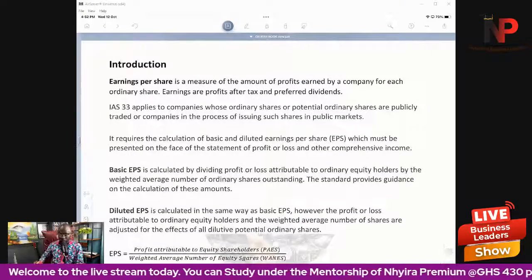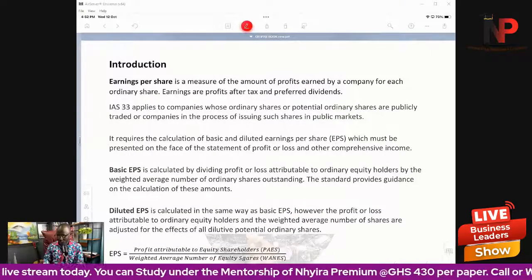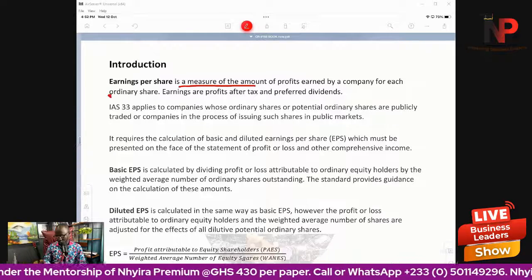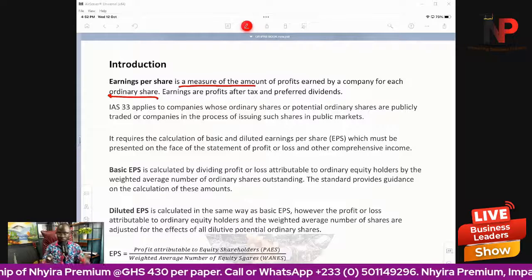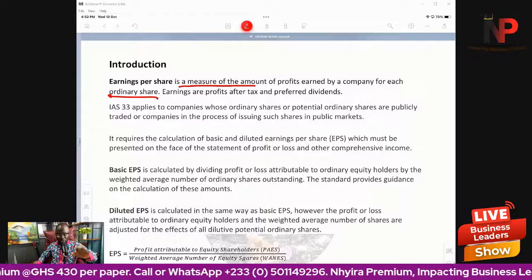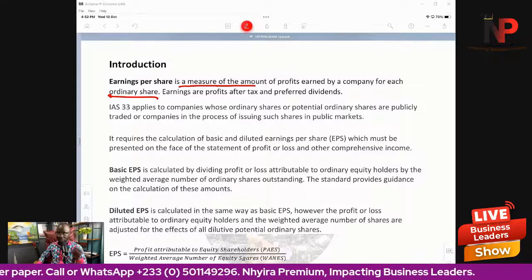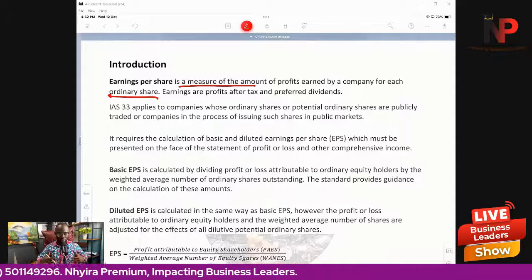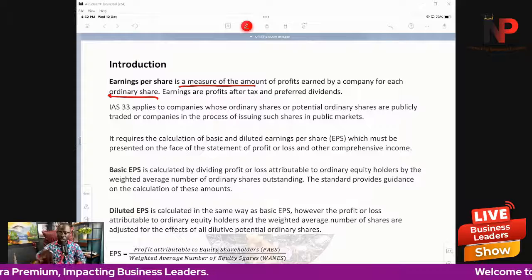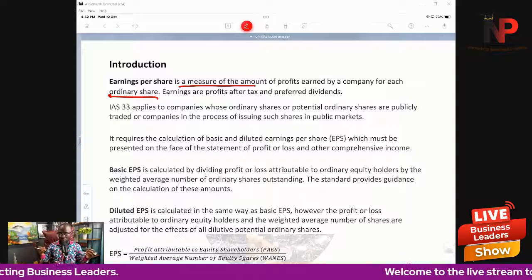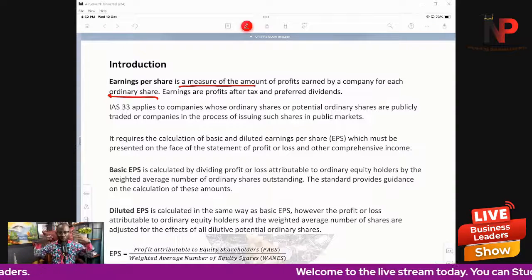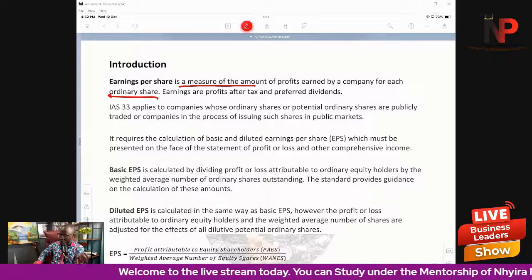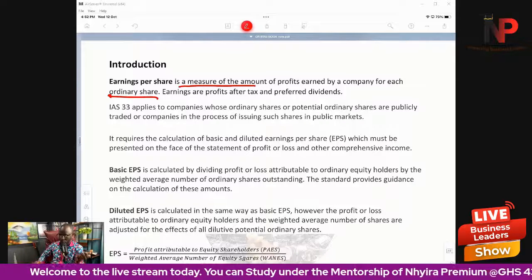So, what is earnings per share? Earnings per share is a measure of the amount of profit earned by a company for each ordinary share. So, the focus here is on the ordinary shares, like I've mentioned earlier. That is why any dividend that we pay to the preference shareholders would have to be excluded from that profit, and we would divide it by the weighted average number of equity shares, the true owners of the company.